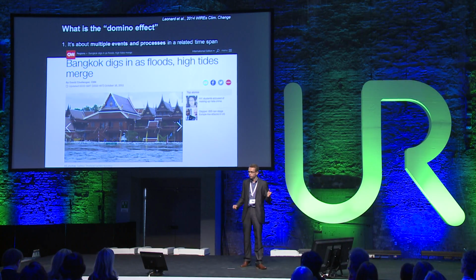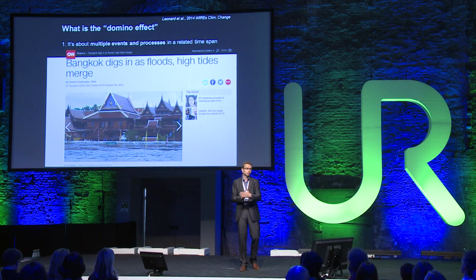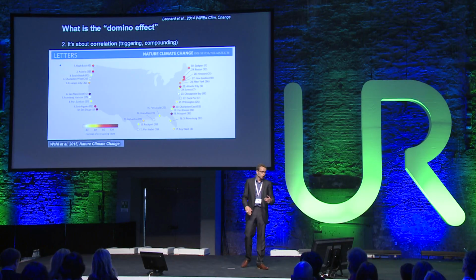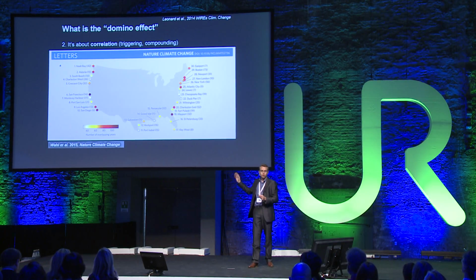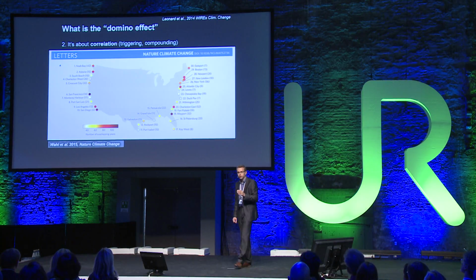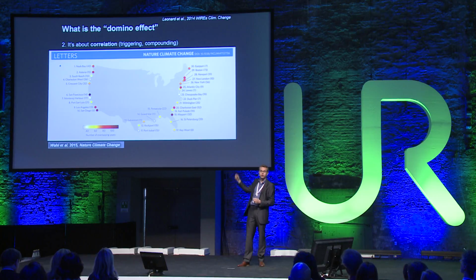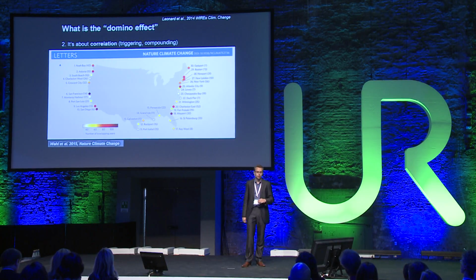In Bangkok, for instance, floods and high tides in 2011 were the cause of the greatest impacts, the fact that they jointly occurred. Here, over the United States, you can see that it's also about correlation. Heavy rainfall events coincide with strong surge events, and everywhere you see reds here, they are on the increase due to changes in storm patterns.